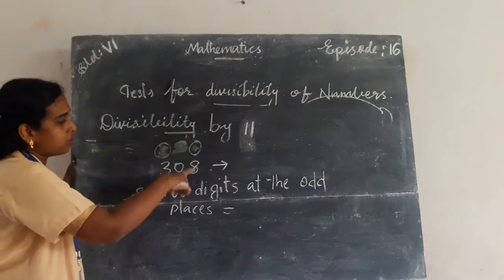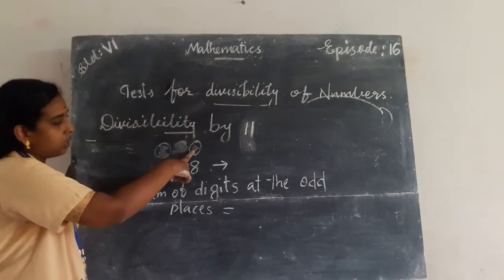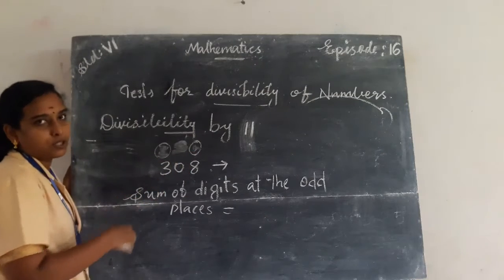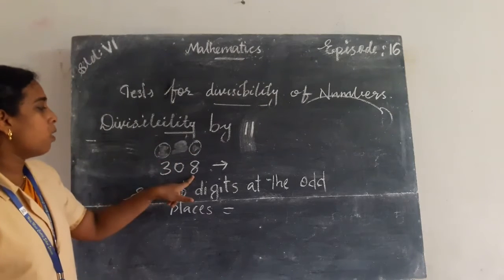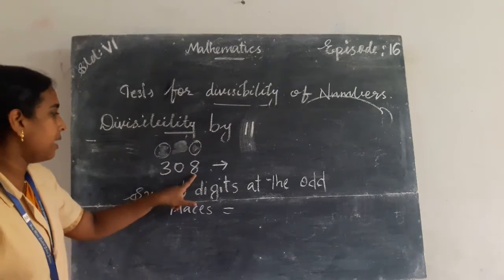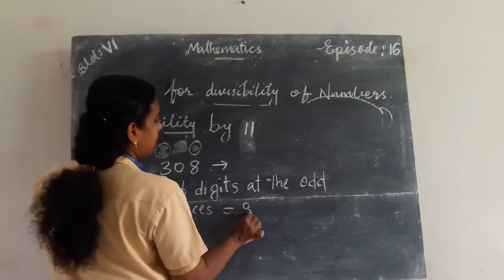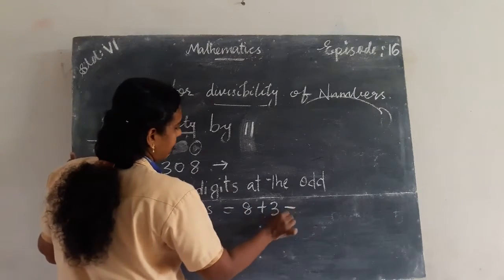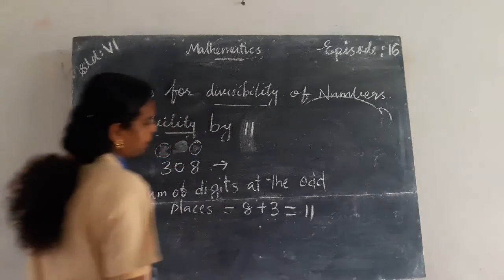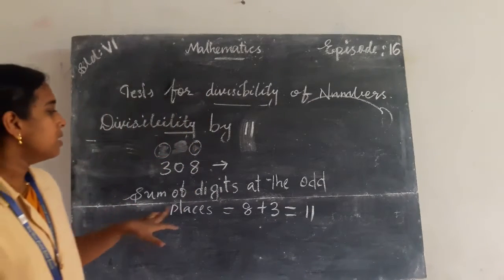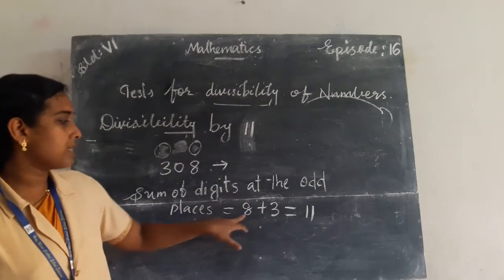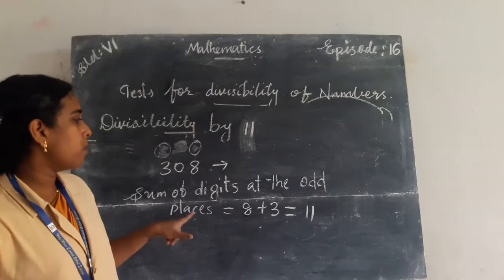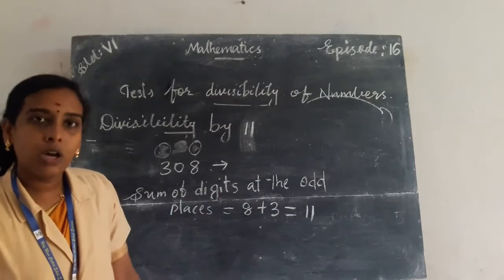So in our number, 8 is at the first position and 3 is at the third position. So the digits in the odd places are 8 and 3. We add 8 plus 3 and we get 11. So the sum of the digits at the odd places is equal to 8 plus 3, which is equal to 11.